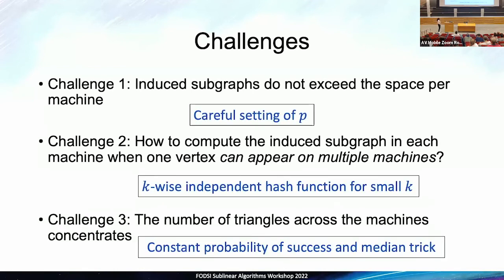For the first, you just carefully set p such that your expected number of edges in a machine doesn't exceed the space. For the second, you have to use k-wise independent hash functions for some small k to send the vertices to each machine, as well as the edges to each machine. And the third is you calculate a constant probability of success using Chebyshev's, because you have k-wise independence. So you can assume that k is at least 2, so you have pairwise independence. So you can use Chebyshev's to calculate a constant probability of success. And then you use the median trick to amplify your probability.